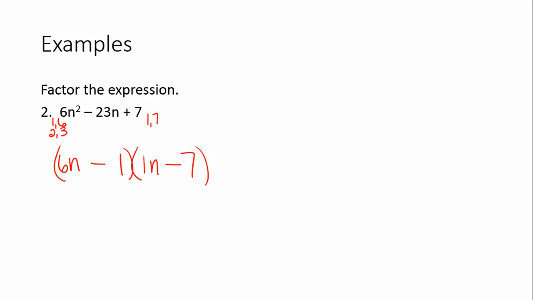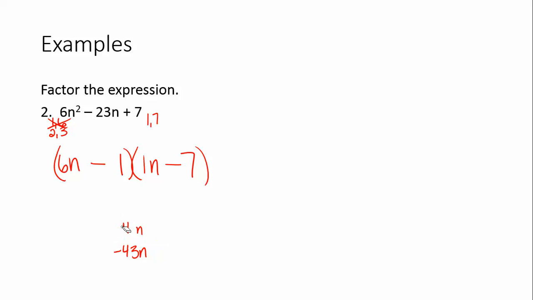You should always switch the numbers' places before you try to use a different factor, unless you can see it. So here we have negative 1n, negative 42n, and that's negative 43n. Again, it's not a negative 23n. So what we can assume now is that this 1 and 6 doesn't work.